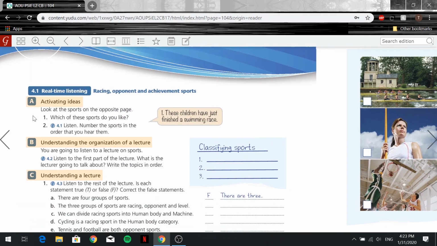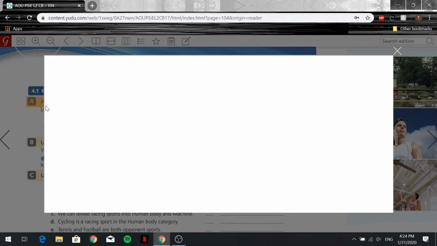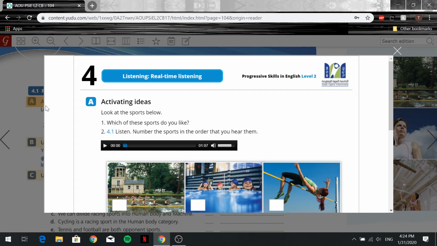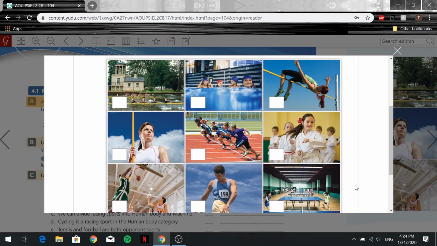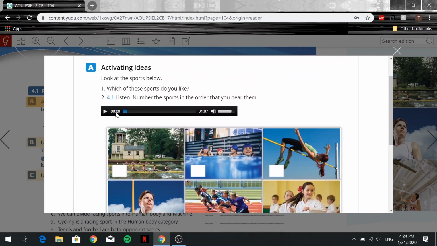Okay, here we have exercise A, activating ideas. Let me open this. Here we have: look at the sports below. By the way, this is the theme of the lecture: sports and leisure. So which of these sports do you like? Here we have a few of them. We'll talk a little bit about them after we do A2. So listen and number the sports in the order that you hear them. Okay, so we'll hear them and number them as we go. So let's go. Track 4.1.